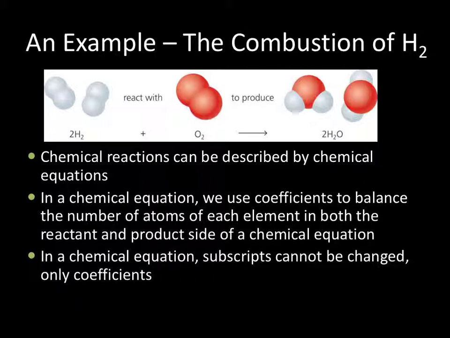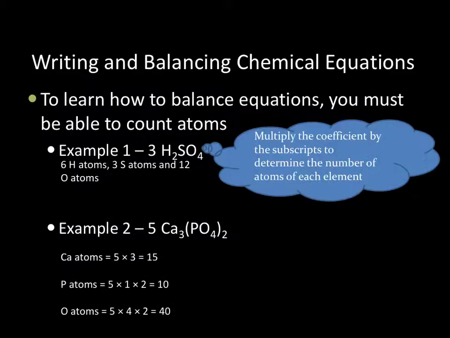In a chemical equation, we must use coefficients. We cannot change the subscript, but rather must put coefficients in front of each element or compound to balance the number of atoms of each element. So to learn how to balance chemical equations, you must first be able to count atoms. So let's look at example 1.